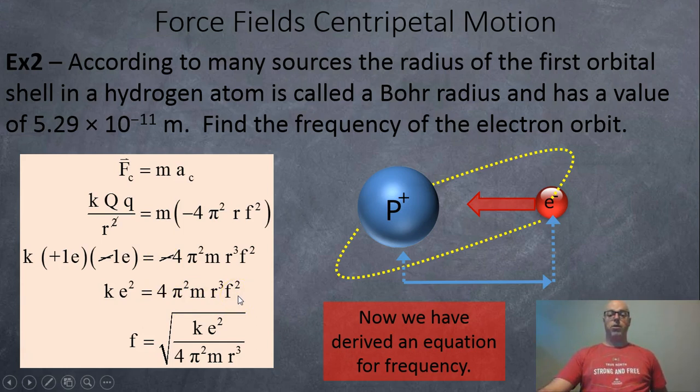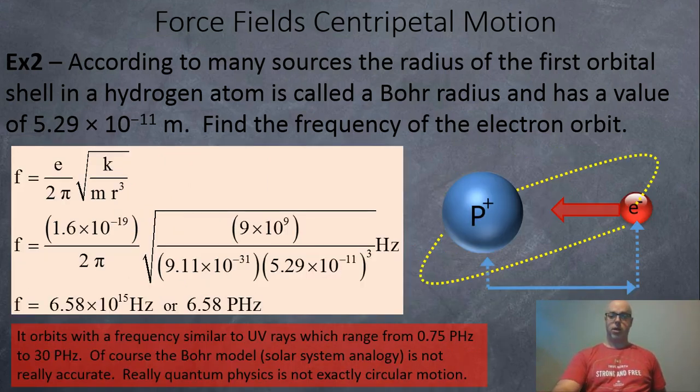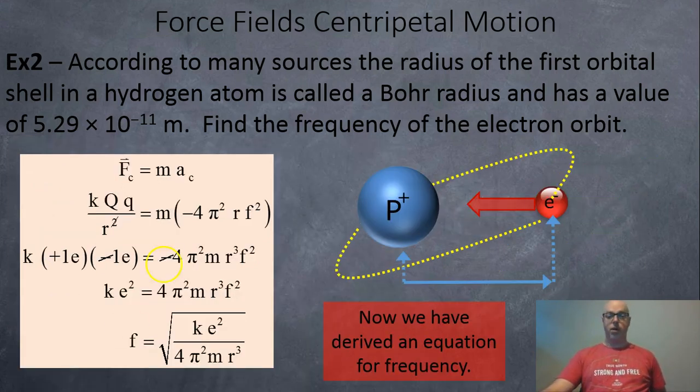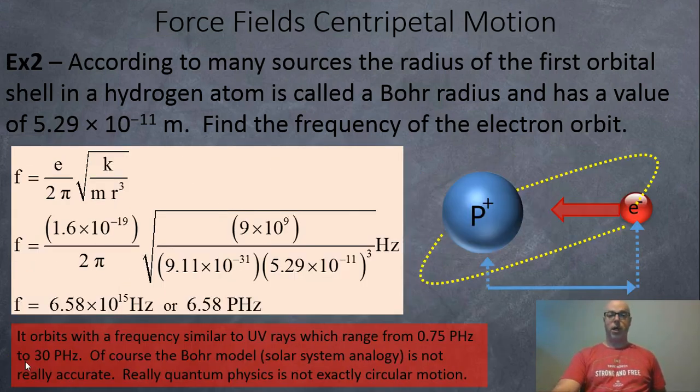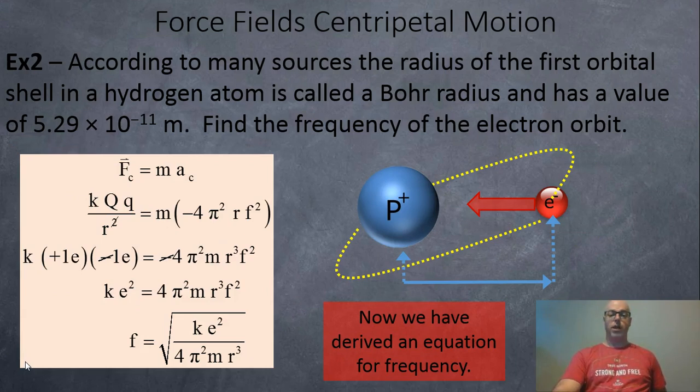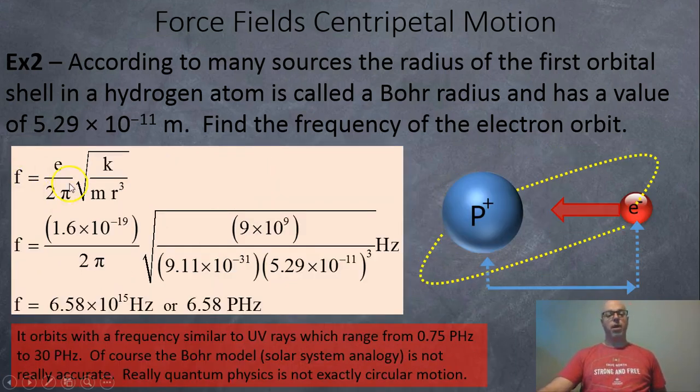And then all we have to do is divide everything over to the other side, and then square root. And we can simplify the equation a little bit. So we have the square root of an e squared, so we get an e on the outside. We get 4 pi squared, which when we square root it is 2 pi. So we get e over 2 pi times the square root of k over m r cubed.